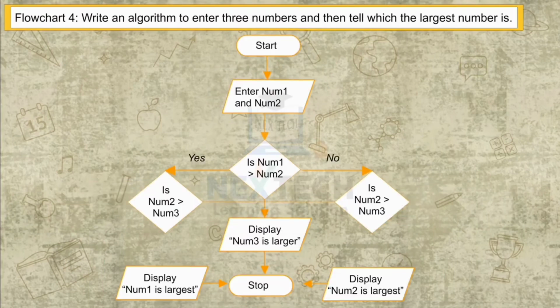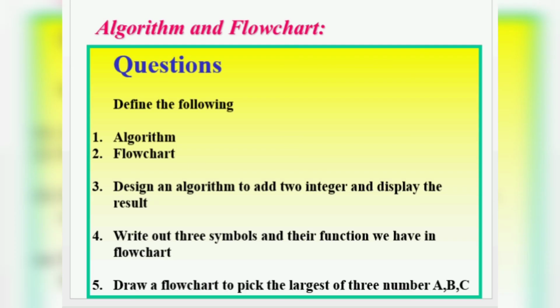So let's take another example. Make a flowchart to enter 3 numbers and tell which number is the largest. So we have our start. Enter num1, num2 and num3. Is num1 greater than num2? If yes, is num1 greater than num3? If no, is num2 greater than num3? Then display num3 is larger. Num1 is the largest, num2 is the largest. Stop. So what you are doing, you are just comparing.